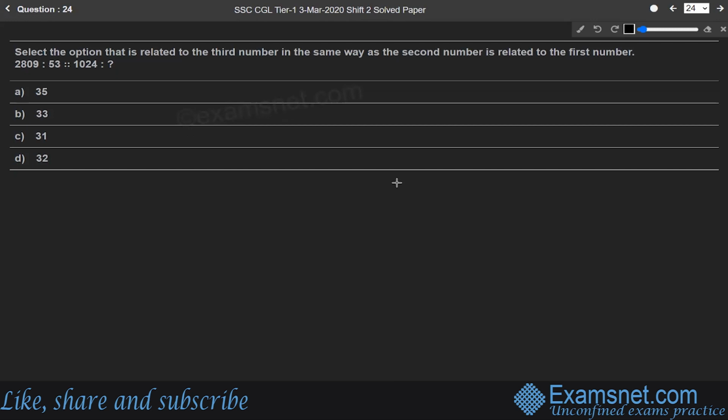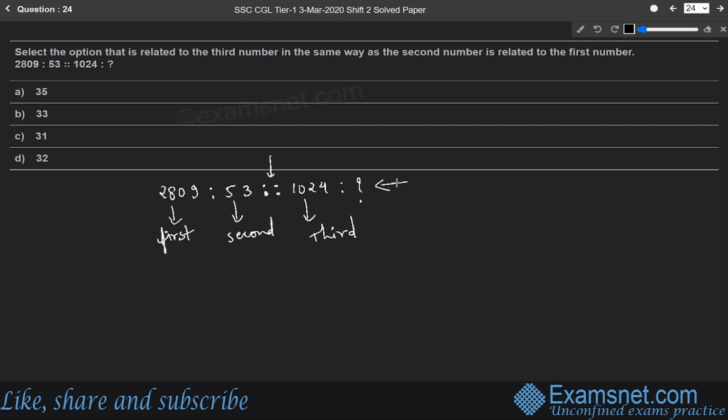So for this question, we first have to understand the logic behind this pattern. So let us write the given pattern, which is 2809 ratio 53 proportional to 1024 ratio question mark. So this is the first number, this is the second number, and this is the third number. And we have to find the number in the place of question mark, that will be the fourth number. You can see that the first two numbers are in proportion with the third and fourth number. This is the sign for proportions.